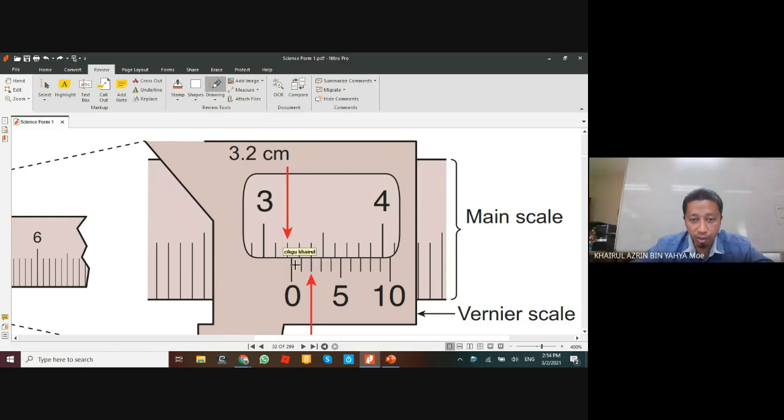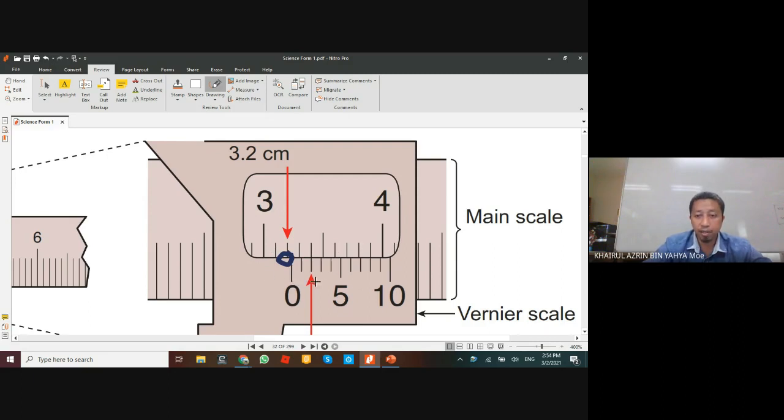Before 0, this is 0. So before 0 is 3.2, at this part. 3.2 cm. That is the reading for the upper part.